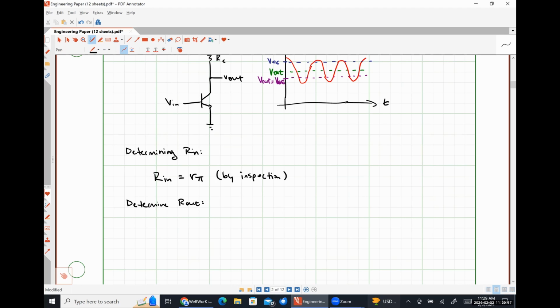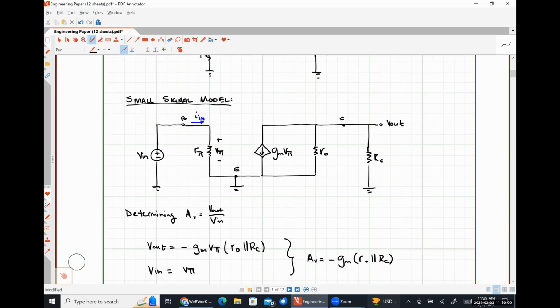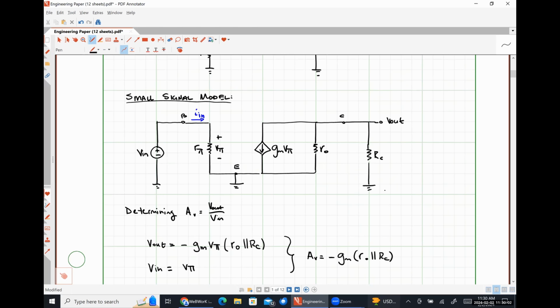R out. Okay. So going back to my small signal model, to determine R out, I'm going to short this voltage source and apply a voltage source here at the output, which I will call V test. This is a current I test, and the ratio of that voltage V test to that current I test will be our output resistance. Okay.